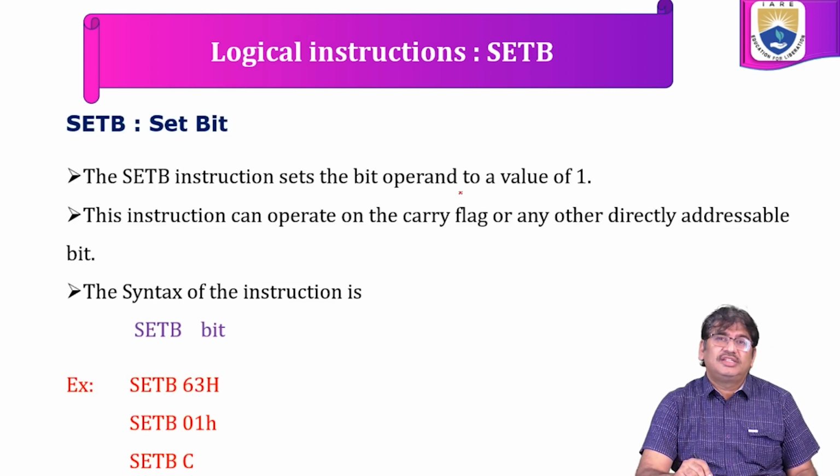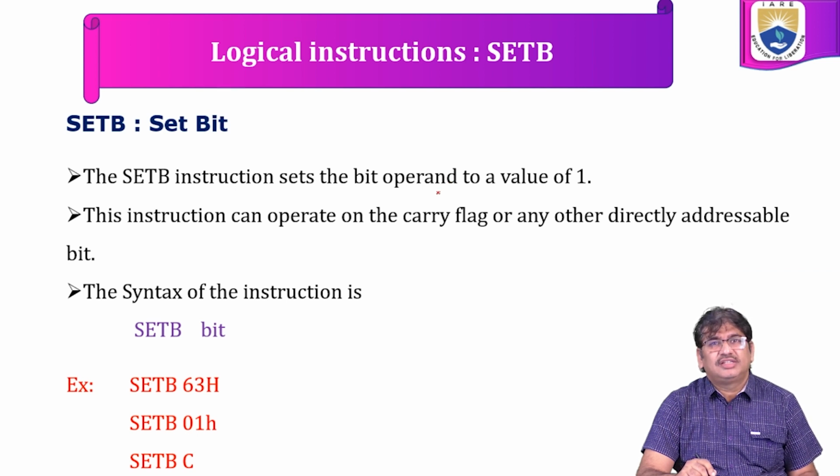The next instruction is SETB, which is set bit. The SETB instruction sets the bit operand to the value 1. The instruction can operate on the carry flag or any directly addressable bit. The syntax of the instruction is SETB bit. So this instruction will modify whichever bit is specified in the instruction.